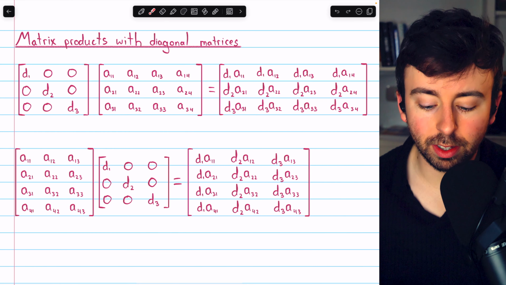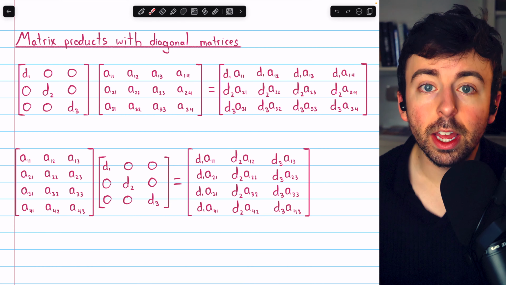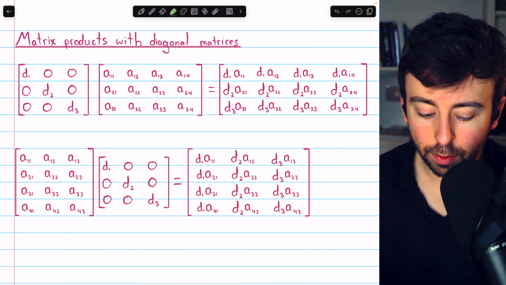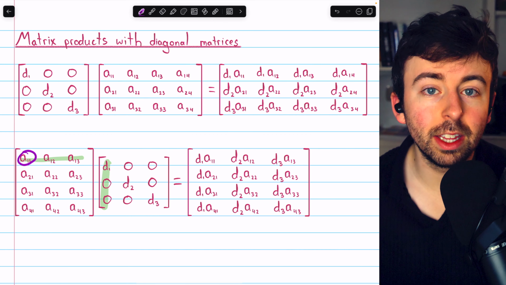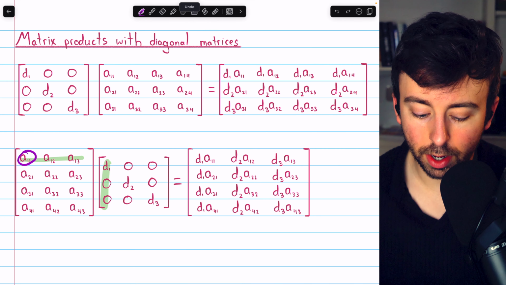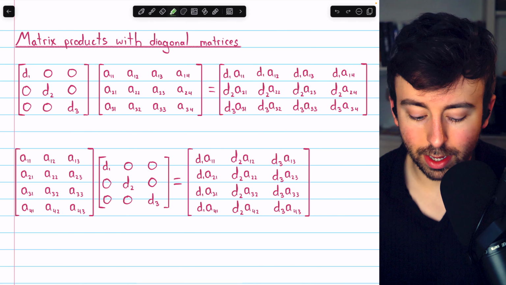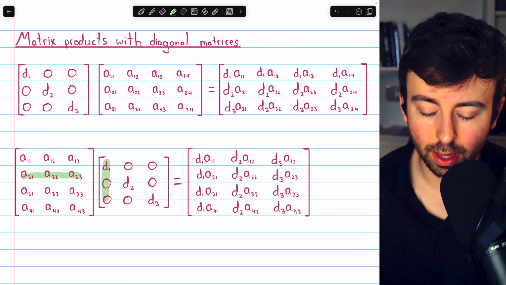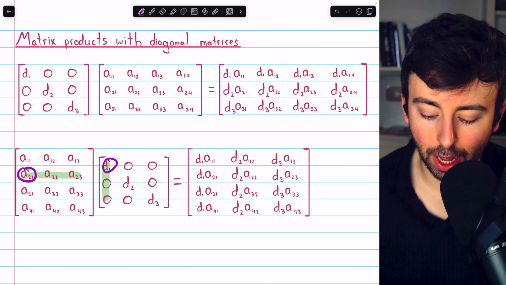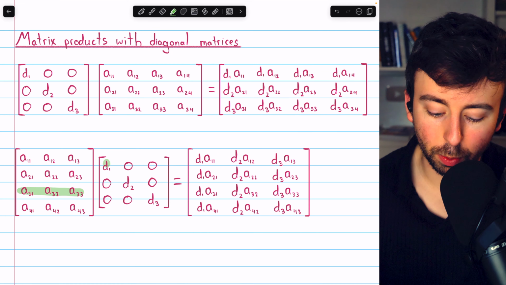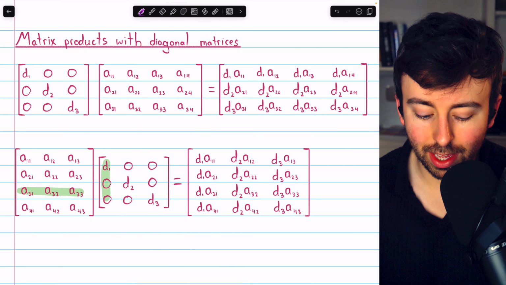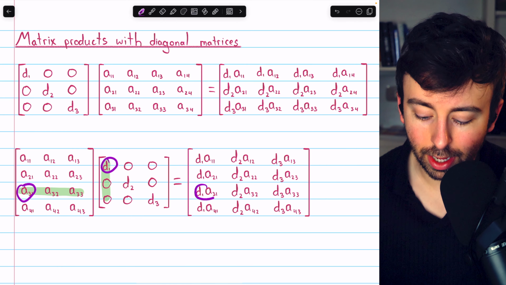A similar thing happens if we multiply by a diagonal matrix on the right, but it is slightly different, as you'll see. First, you would get this row matched up with this column, and so the first entry in the first row would get hit by D1. Eventually, we would move on to the second row, which would get matched up with the first column, and the second entry of the first column would get hit by D1. Then, eventually, we would get to the third row, getting matched up with the first column, and we would see that the third entry in the first column gets hit by D1, and so on.